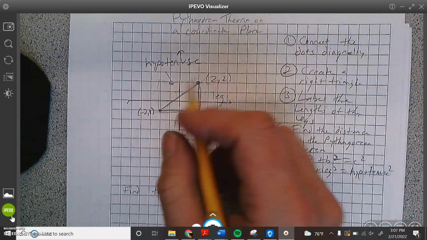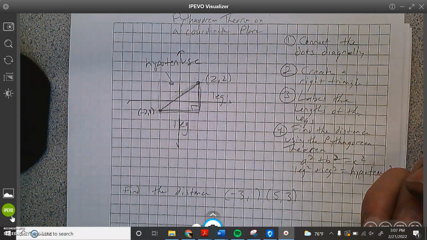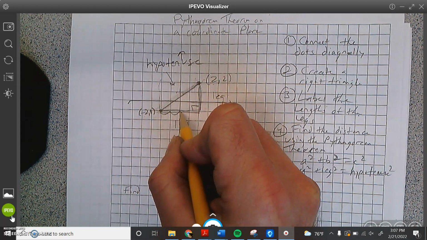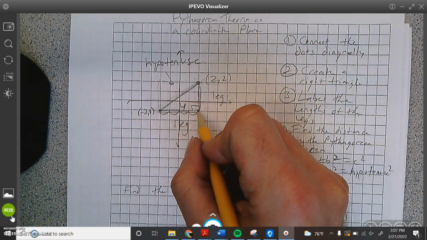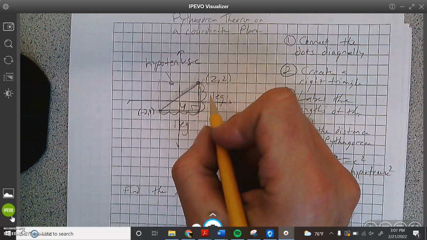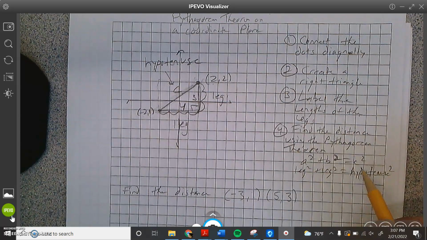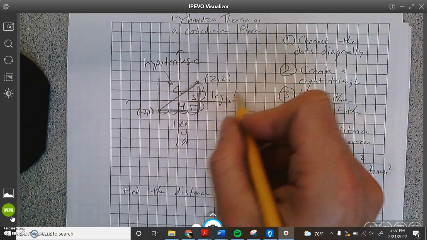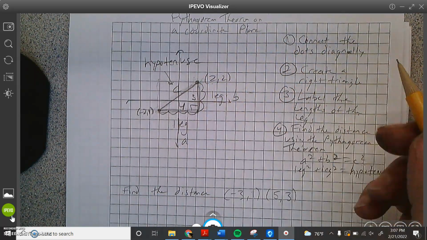So the lengths of the legs: I can't really count or tell diagonally what the measurement is, but I can tell horizontally 1, 2, 3, 4. So that's 4 right there. And this leg is 1, 2, 3. And this is the hypotenuse. We call it C because it's always labeled C. This is A, this is B, or this could be A and this could be B. It doesn't matter. The legs are A and B, in any order.